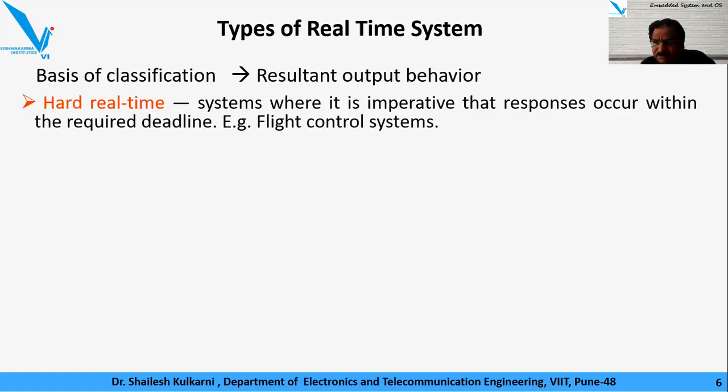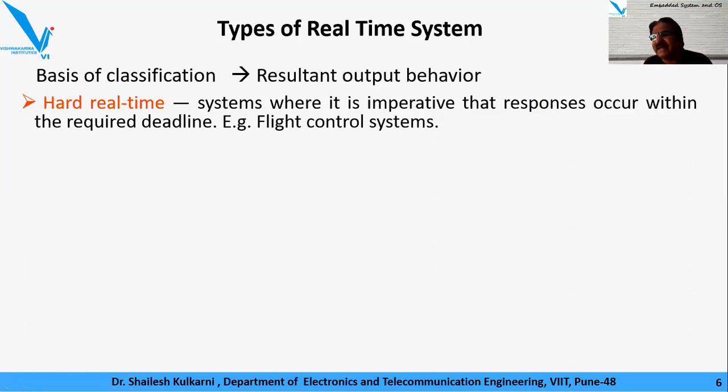if a system does not meet a deadline, then the output of the system would generate some kind of catastrophic events. Okay, so you can see that the hard real-time system, as the first category, gets defined as a system where it is imperative that the response occurs within the required deadline. If the response doesn't occur within the required deadline, then the resultant functionality will not be of any use.